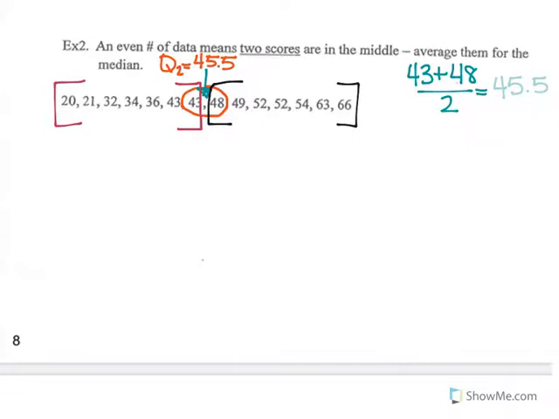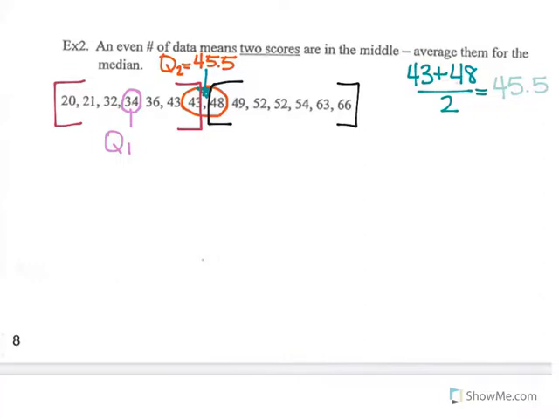Now, again, the first 7, when you find the middle number in the first set of numbers, that's going to be Q1. And since there are 7 numbers, which is odd, there's only going to be one middle term. And that middle term we're going to circle should be 34, because we have 3 to the left, 3 to the right. So this is Q1. So Q1 is 34.